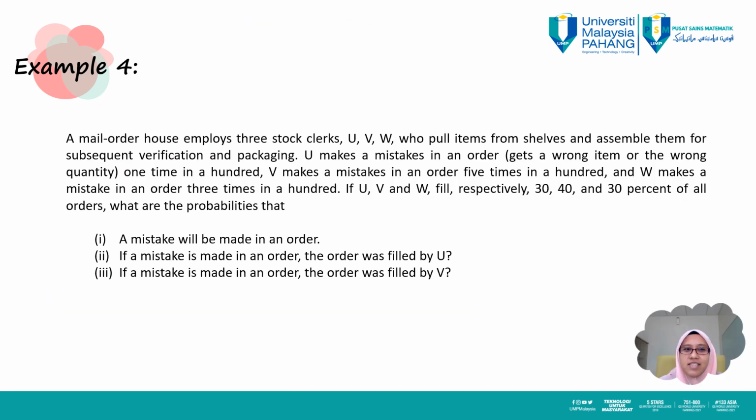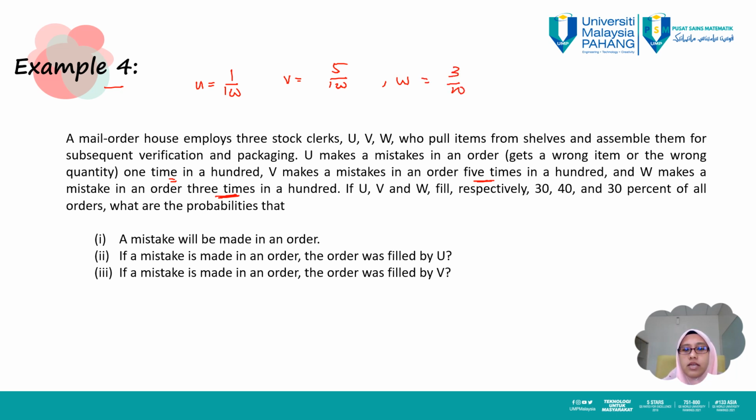Let's try this example. A mail order house employs 3 stock clerks, U, V, W, who pull items from shelves and assemble them for subsequent verification and packaging. U makes a mistake in an order 1 time in 100, that means U makes a mistake 1/100, while V makes a mistake 5 times in 100, so 5/100, and W makes a mistake 3 times in 100.